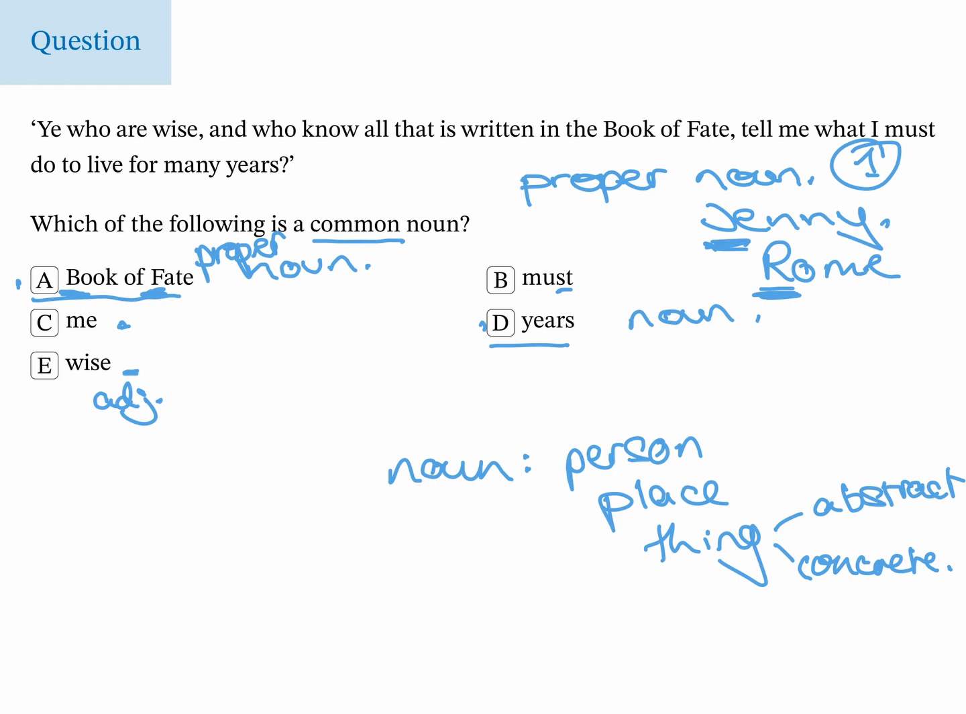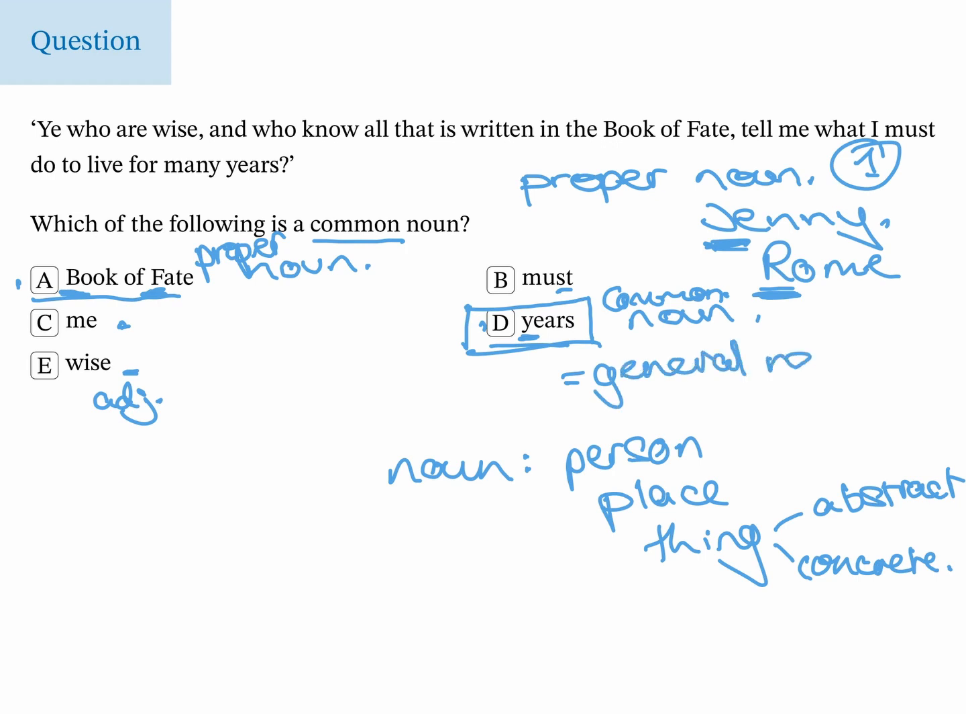And that leaves us with this one, years. This one is a noun. It is, in fact, a common noun. A common noun is always lowercase. It doesn't use capital letters unless it's at the beginning of a sentence. It's the general name for a group of things.